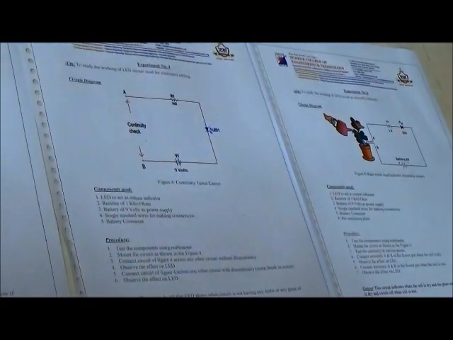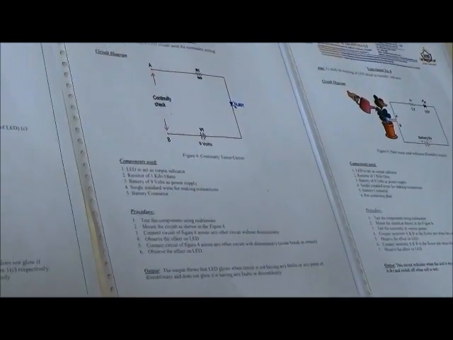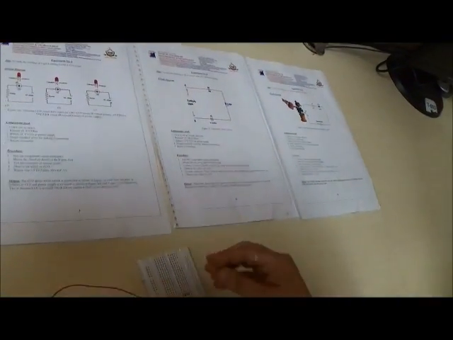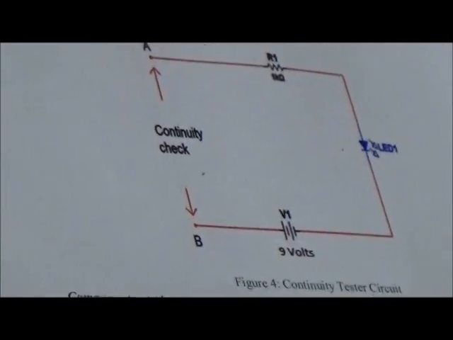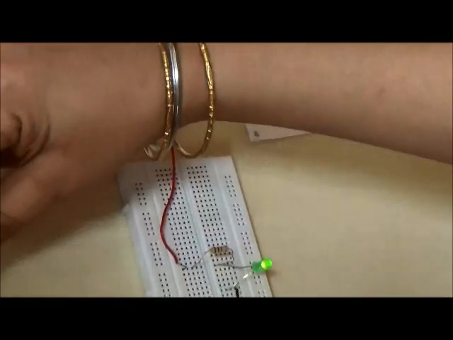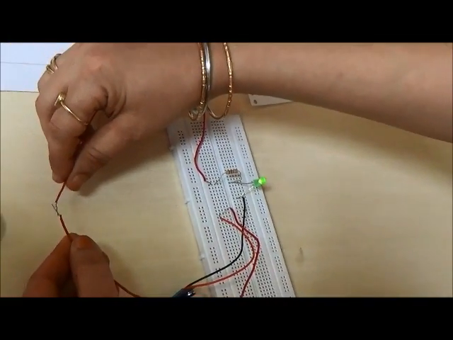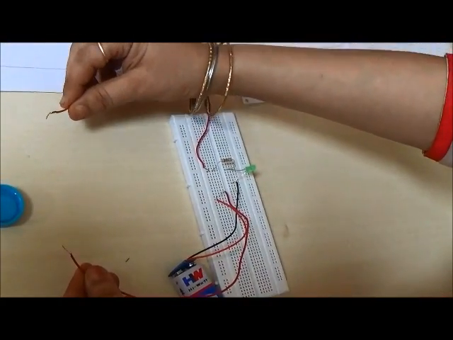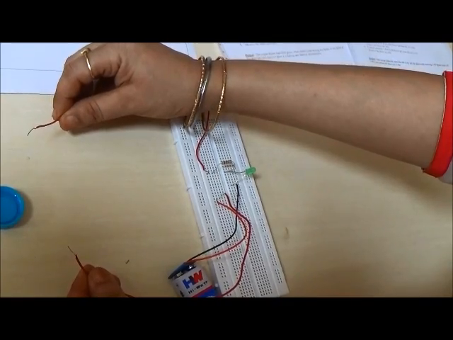where we can have the circuit with two terminals which can be connected across any circuit to see the continuity. If the continuity is there, the LED will glow. If there is any break, the LED will not glow.